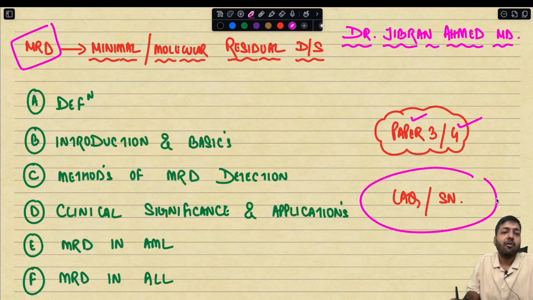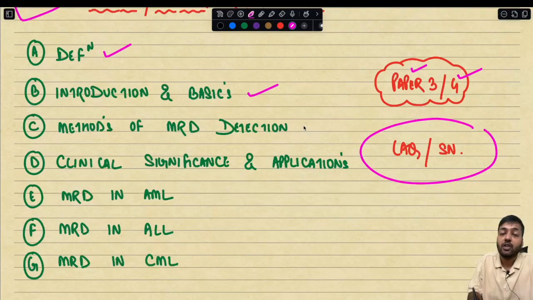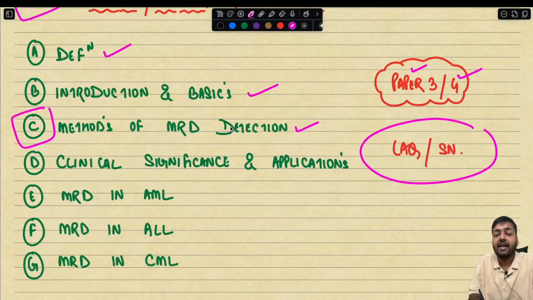So basically, what are the contents that we are going to read today? First we are going to understand the definition of MRD, followed by the basics and the introduction to MRD. Then the methods of detection of MRD, very important. It is not given anywhere, and whatever recent advances have been given previously are very old, like 10 to 15 years old. So this part has been completely updated and introduced in a very easy to understand manner, so that you can completely finish this topic within 1 hour.